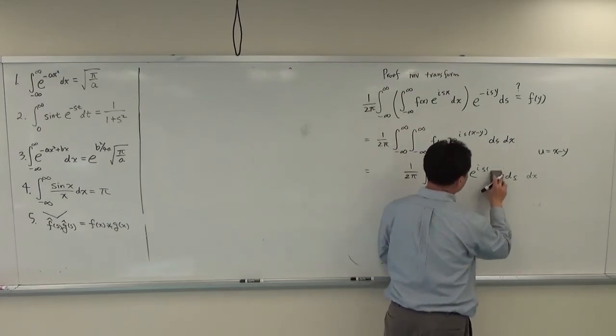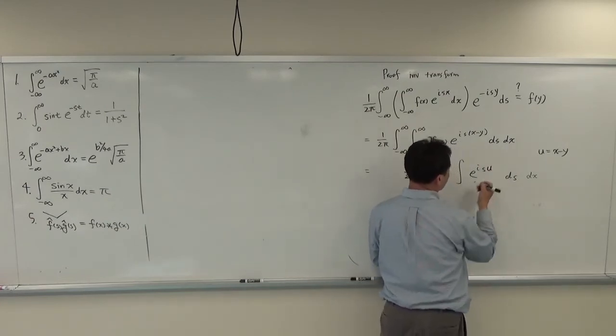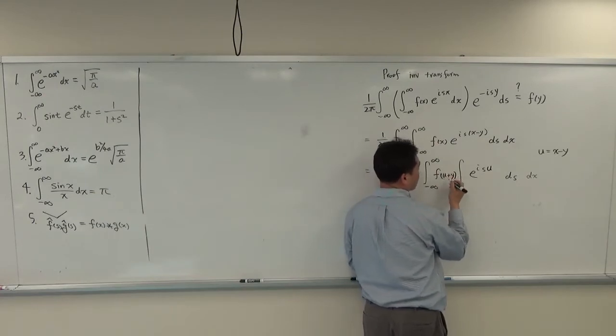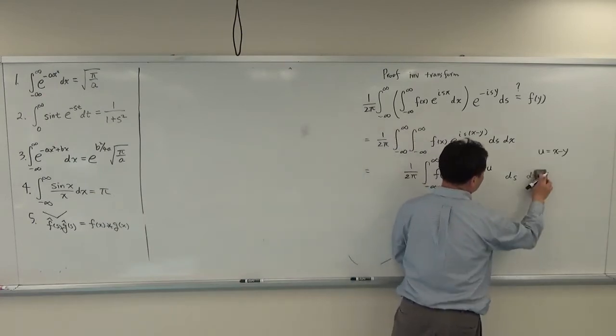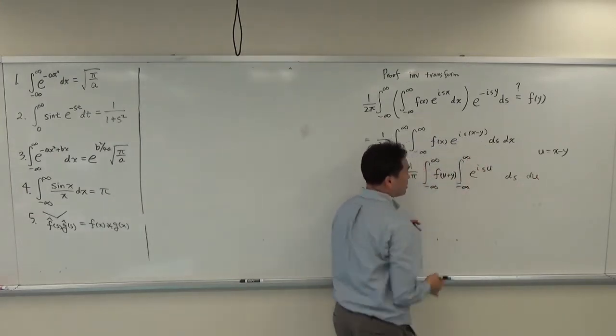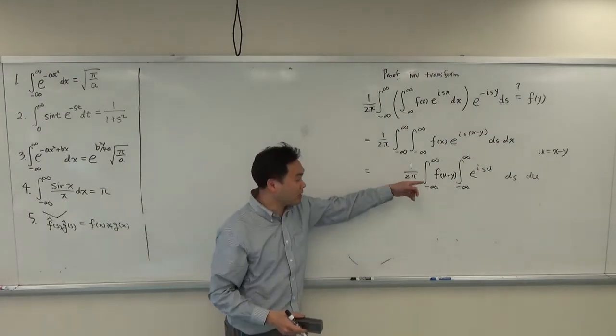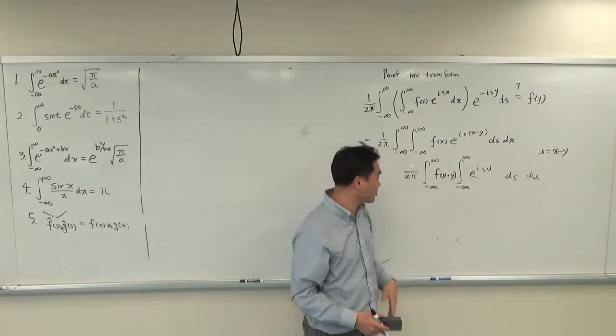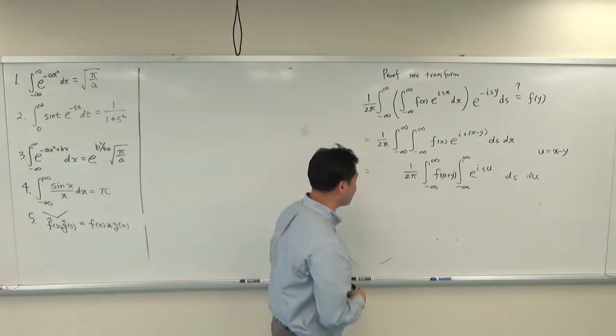So this should be u, and this will be u plus y, and then this will be du. Where du is still from negative infinity to infinity, and again, the same kind of logic where you shift, the integral doesn't change because it's from negative infinity to infinity.